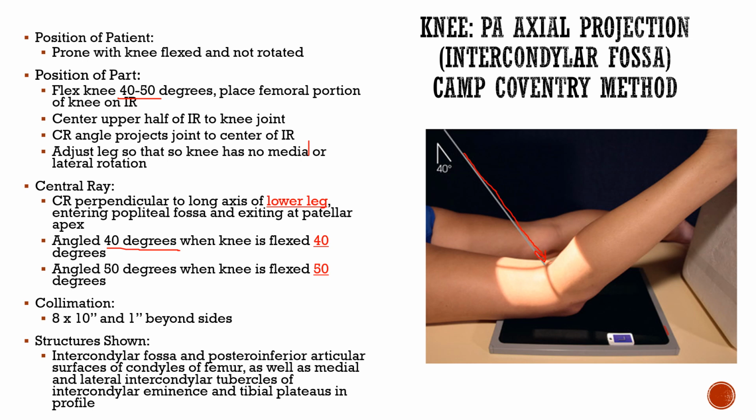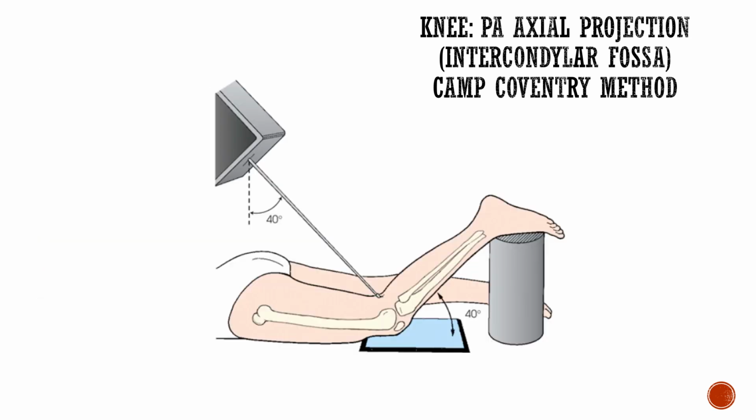So this is just showing the 40 with the 40. We're going to show the intercondyloid fossa again with all the other structures that we just saw on the Holmblad method as well. And that's exactly what we're looking at. Here's the Coventry showing the 40-degree flexion of the leg and then the 40-degree caudad angulation of the tube.